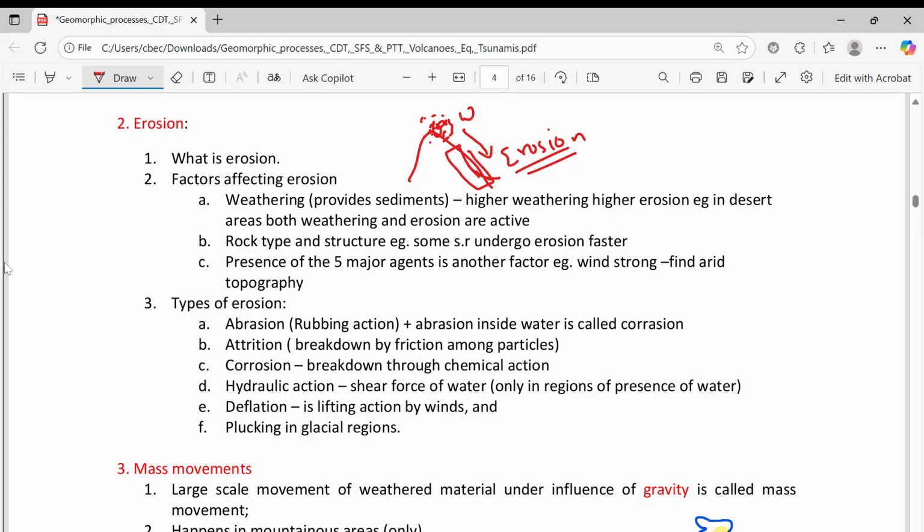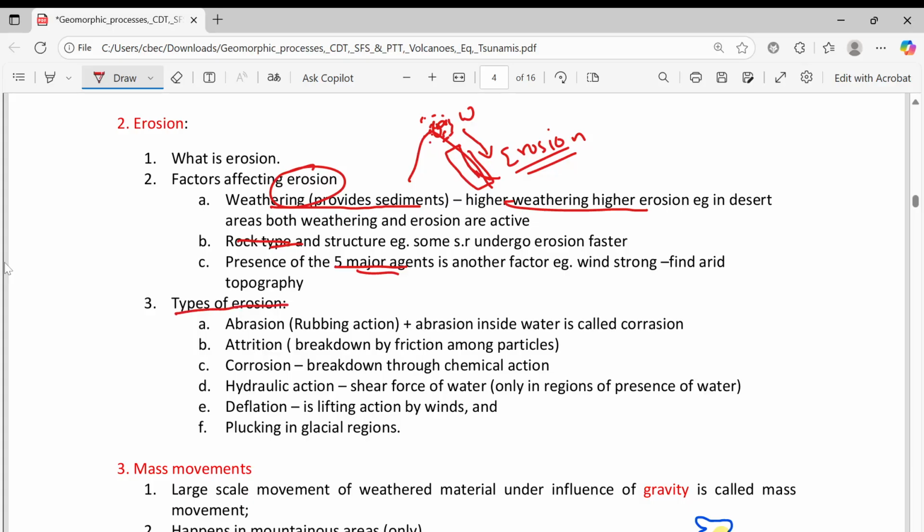So weathering provides sediment only. Higher weathering, higher erosion. Correct, because if there is more weathering, there are more fragments of rock, then when rain comes, it will go and cut more area. So rock type and structure also affect erosion. And the major agents are wind, water, glaciers, river water, coastal waters. All this will affect erosion, almost the same as weathering.